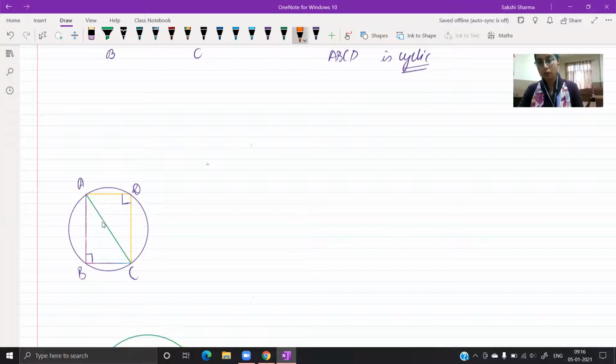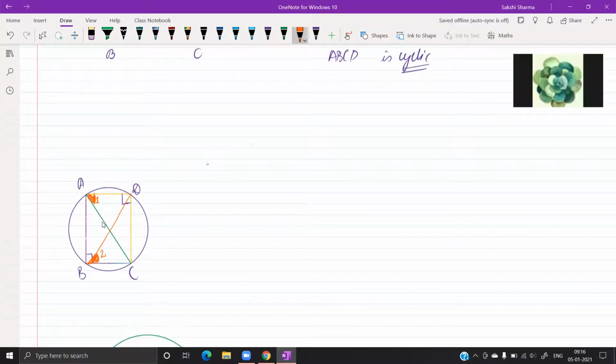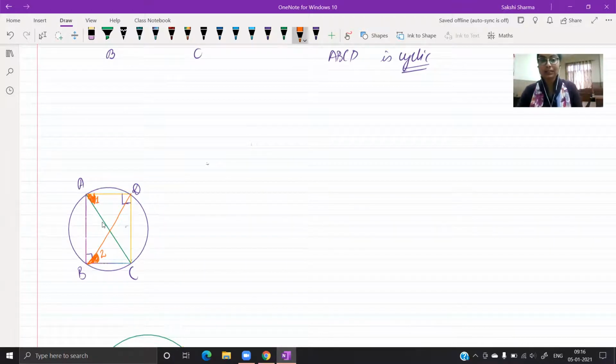Keeping in mind what we want to prove, we wanted to prove angle CAD, angle number 1, equals angle CBD, this angle. Which property do you think will be applicable here? Chord subtends equal angles at the circumference. That's correct, Dakshan, Saloni, that's correct. This angle 1 and angle number 2 are subtended by CD. CD is the chord or the arc which is making angle 1 and angle 2.